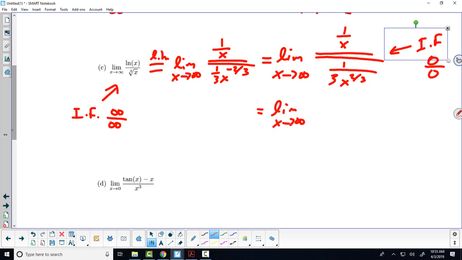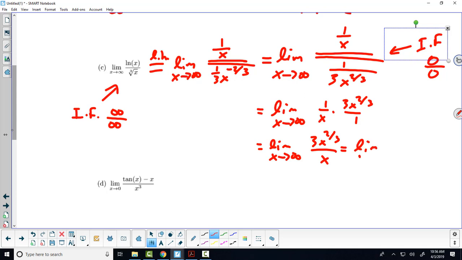So let's see here. This would be 1 over x times 3x to the 2/3 over 1 when I invert and multiply. Okay. So that's the limit as x approaches infinity of 3x to the 2/3 over x, which is equal to the limit as x approaches infinity of 3 over x to the 1/3. There's lots of ways you could write it, but let's write it that way. All I'm doing is properties of exponents, subtracting where appropriate. Any questions on that?